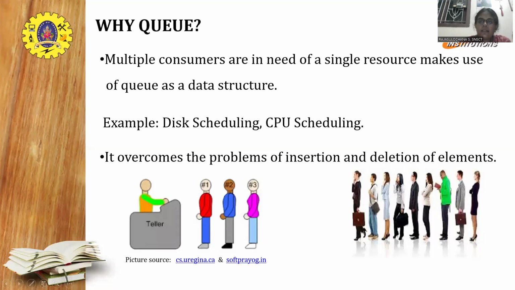Let us discuss this with the help of an example. Assume multiple customers are in need of a single resource, making use of queue as a data structure. For example, you would have studied disk scheduling and CPU scheduling in the operating system. So this overcomes the problem of insertion and deletion of elements.